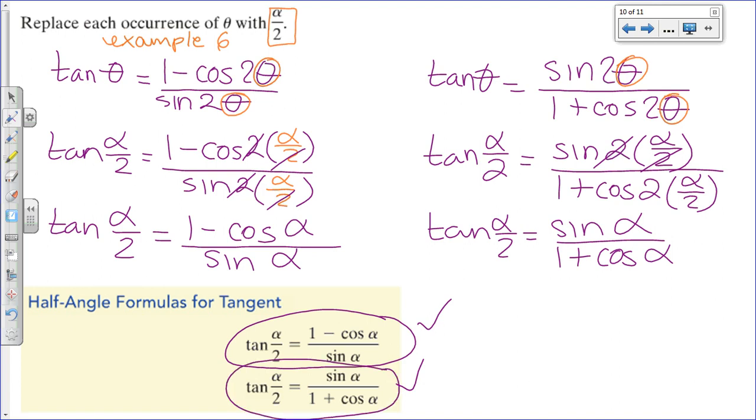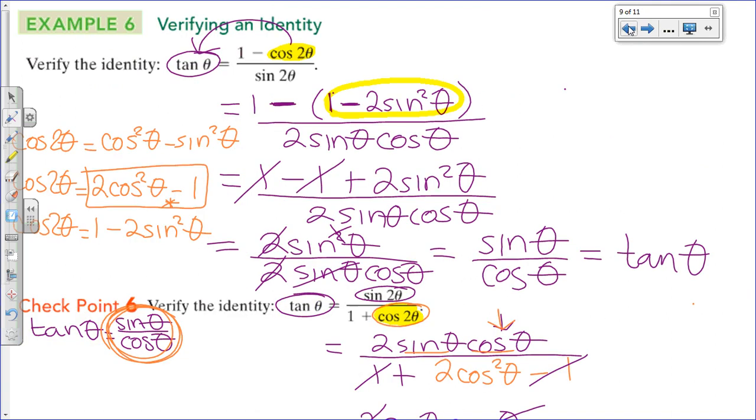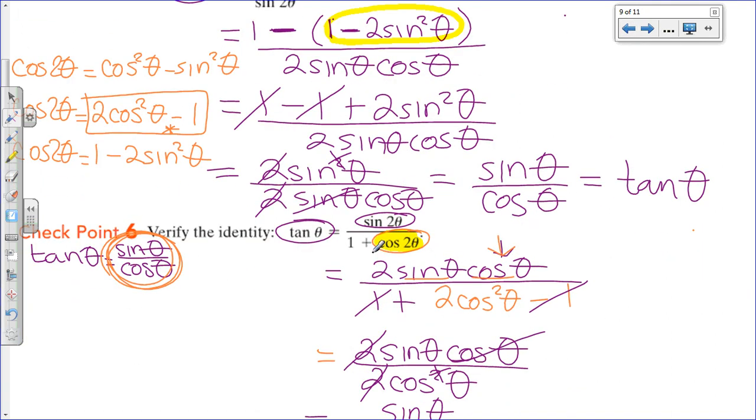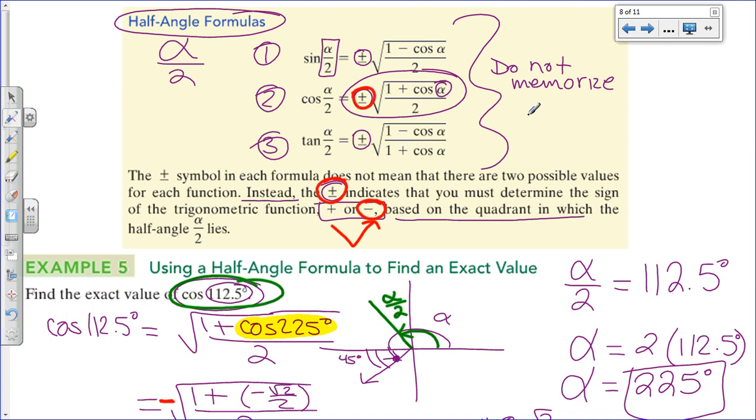Just so you know, there's no need to memorize those. Do not memorize. So far for this lesson, for this section, the only formulas that I do want you to memorize are the double angle formulas. Those are the ones that you will need the most. So slide number 1, I'm going to go back. We had, not number 9, but number 10, we had the formulas.